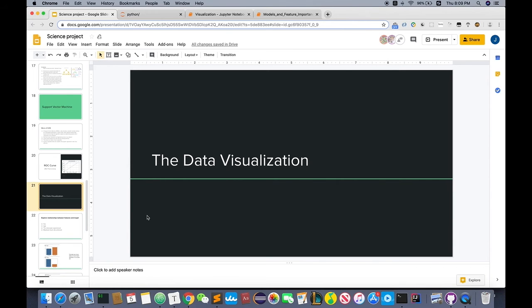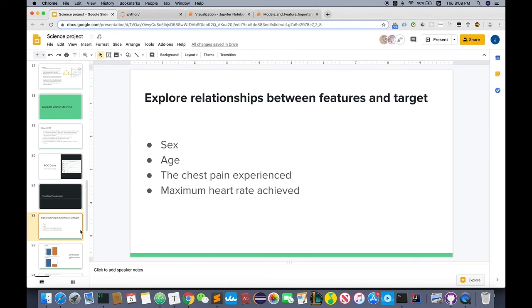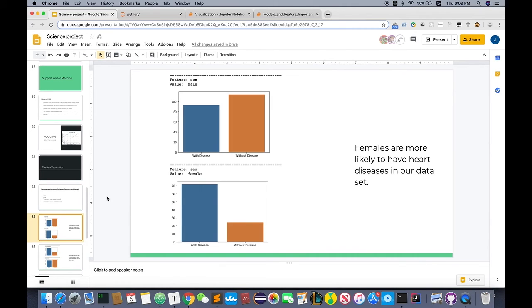At the data visualization part, in this part, I explored the relationships between features and the target. Let's start from sex. Actually, we found that females have a higher disease rate in our data set. So in our data set, females are more likely to have heart diseases. As we can see here, this graph is for male and this graph is for female. You can see that females have a higher disease rate.